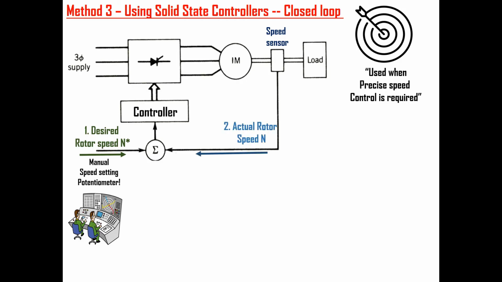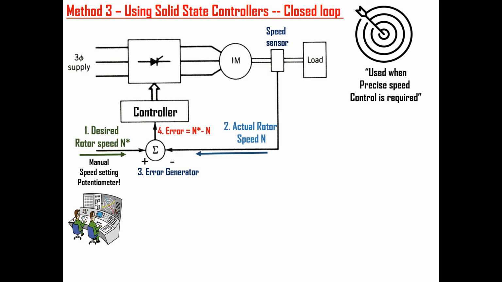In step 2, the actual rotor speed n will be sensed by the speed sensor. In step 3, the desired rotor speed n star and actual rotor speed n are compared in the error generator. In step 4, the error generator generates the error, which is equal to the difference between the desired rotor speed n star and actual rotor speed n, and this will be given to the controller. The controller's job is to make the error 0.